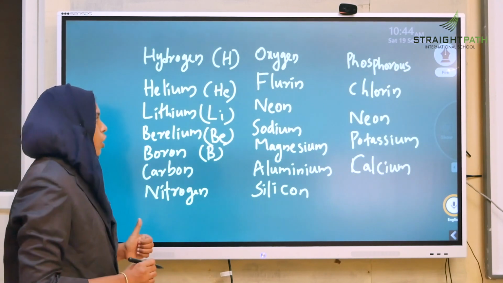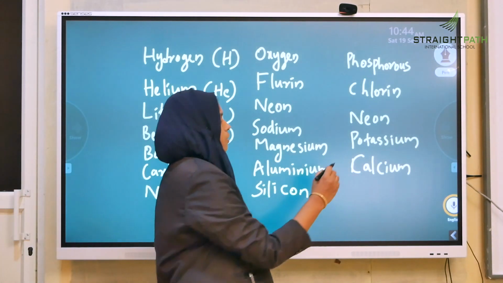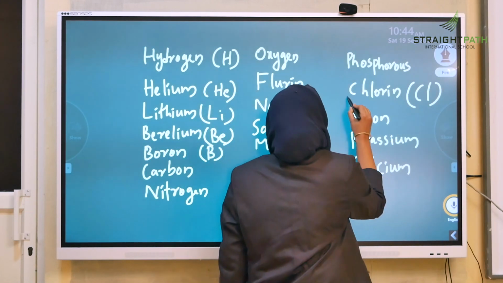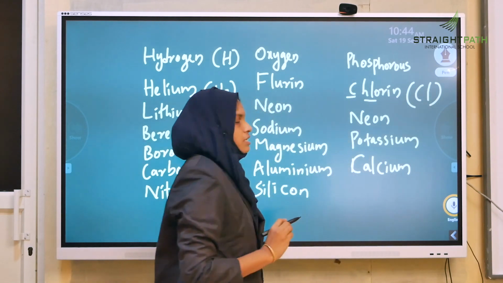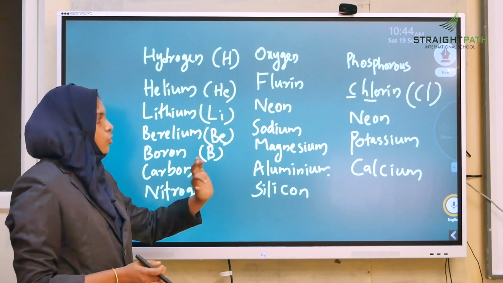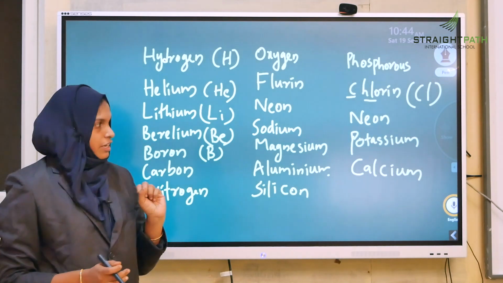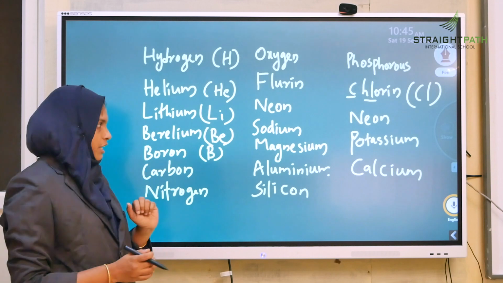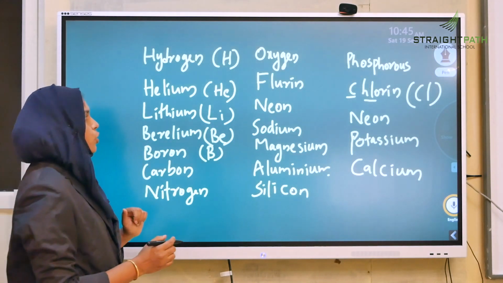For example, chlorine. Here, for chlorine, the symbol is Cl. Here, this C and L are taken. The third rule is that the symbol comes from the Roman name or the Greek name. For example, sodium.